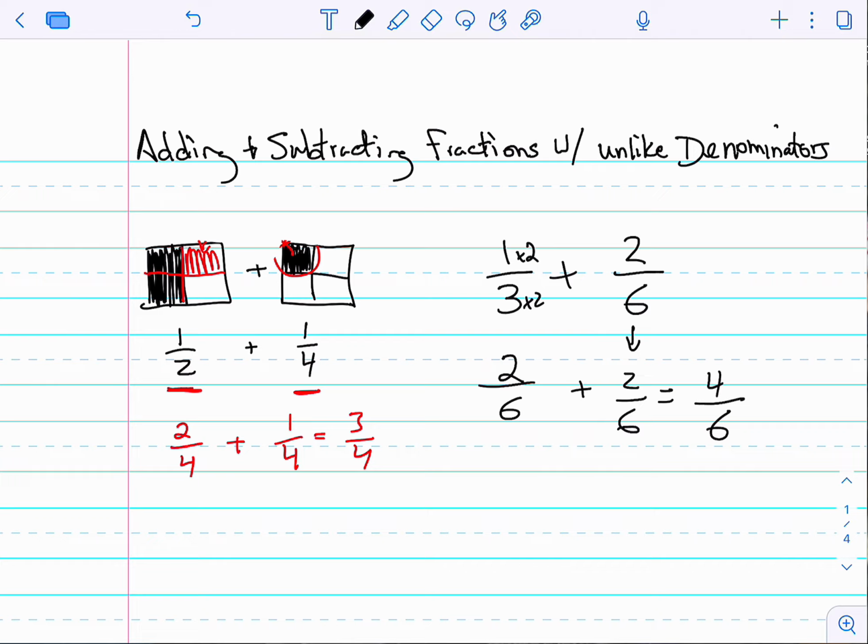Now this one here, for this example, we have to reduce. Looking at it, we see they're both even, so I'm just going to divide by 2. That's the greatest common factor. So it's going to give me 2/3 as my answer. So 1/3 plus 2/6 is 2/3.